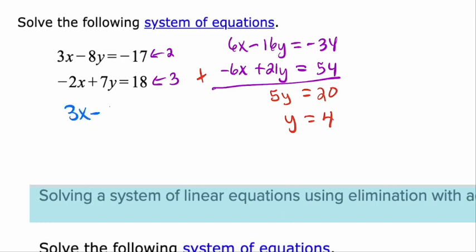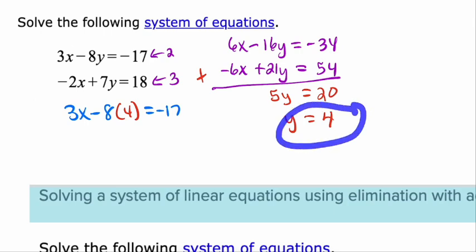I get 3x minus 8 times the y I just found of 4 equals negative 17. So all I've done is I've taken the y. I either have to plug it into my top equation or my bottom equation. Doesn't matter which. You pick, you decide. I think the bottom one just is a little bit yuckier, so I just decided, hey, go for the top.